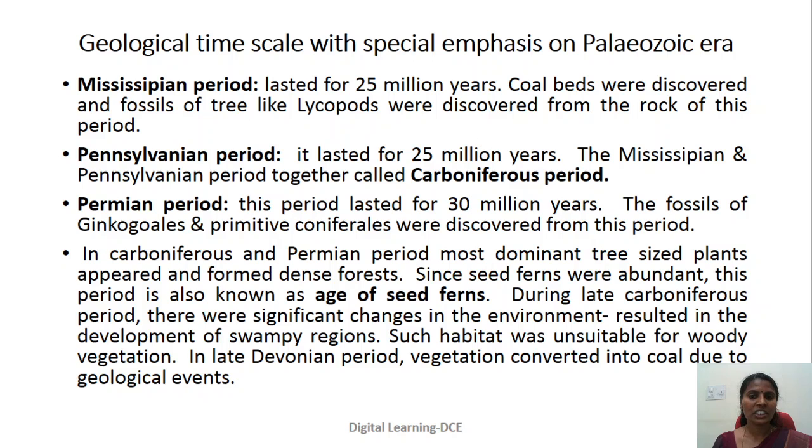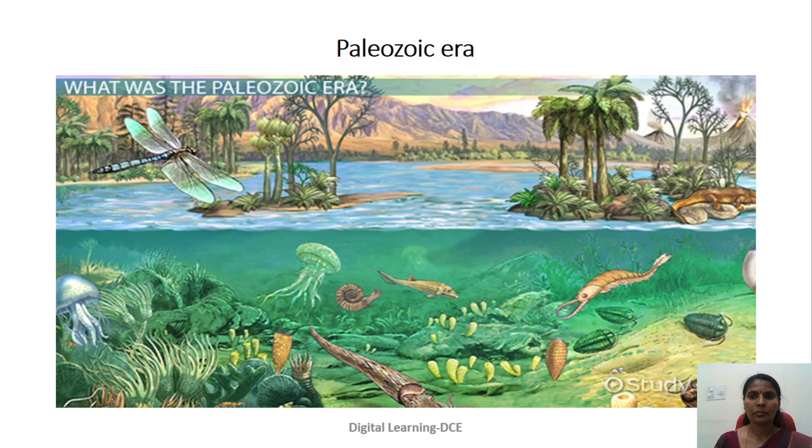Permian period lasted for 30 million years, where the fossils of ginkgoales and primitive coniferales were discovered from Permian period. In Carboniferous and Permian period, most dominant tree-sized plants appeared and they formed a dense forest. Since seed ferns were abundant, this period is also known as Age of Seed Ferns. During late Carboniferous period, significant changes occurred in the environment, resulting in the development of swampy regions. In late Devonian period, vegetation converted into coal due to geological events. In this diagram, we can observe aquatic invertebrates, fishes and some tree species of plants which were dominant in Paleozoic era.